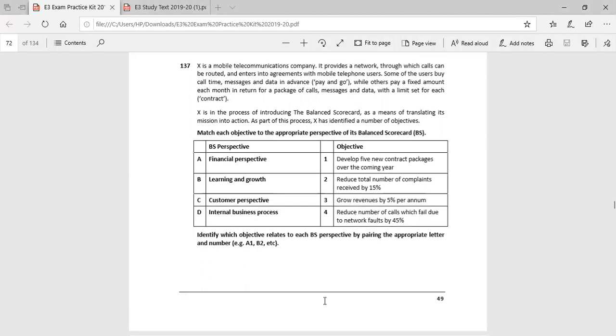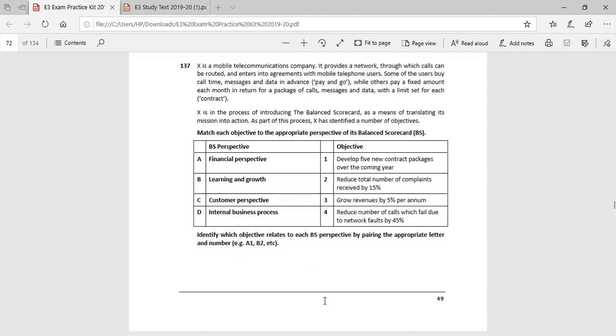X is a mobile telecommunications company. It provides a network through which calls can be routed and enters into agreements with mobile telephone users. Some of the users buy call time, messages, and data in advance, pay and go, while others pay a fixed amount each month in return for a package of calls, messages, and data with a limit set for each contract. X is in the process of introducing the balanced scorecard as a means of translating its mission into action. As part of this process, X has identified a number of objectives, balanced scorecard perspectives and the objectives. So we have to match them.